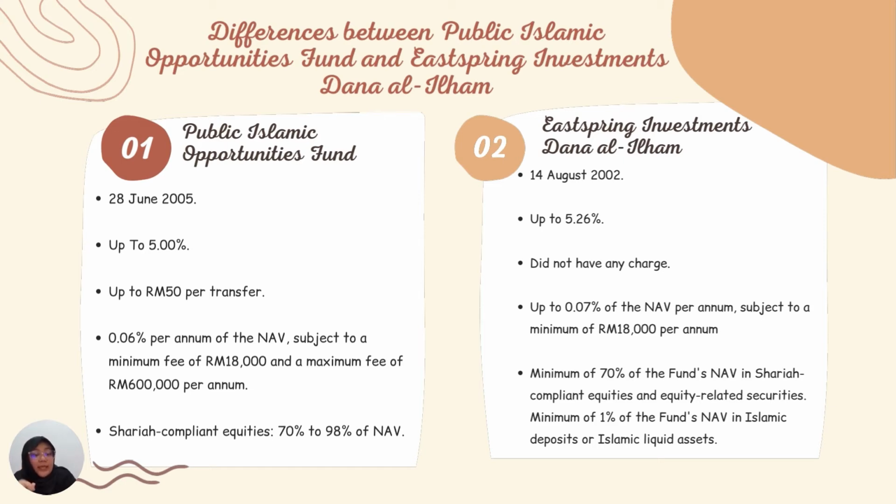You take 12 million and multiply by 0.06 and you get 720,000. But as you can see here, it says subject to a minimum fee of 18,000 and a maximum fee of 600,000. So they have mentioned the maximum fee of the trustee fee. So Ali only has to pay 600,000 for the trustee fee.